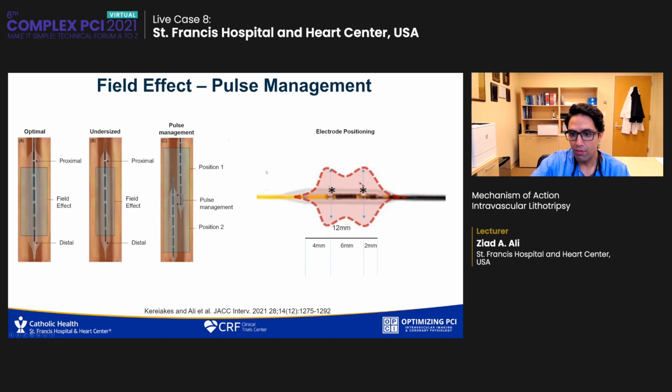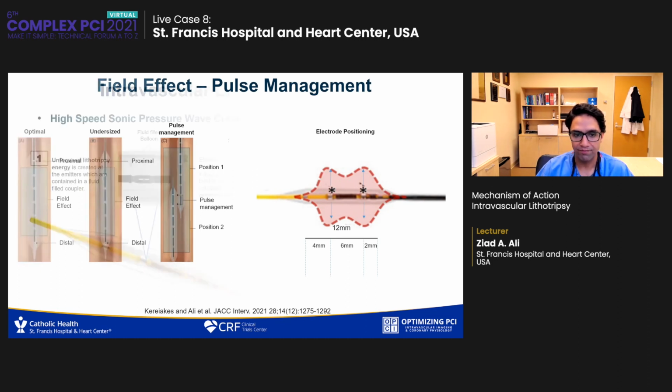Now, it's important to remember the electrode positioning. From the distal radio-opaque marker, the first electrode is at 4 millimeters, the second electrode is at 6 millimeters, and we are 2 millimeters away from the distal radio-opaque marker. So these are important markers when you're trying to optimize your calcification penetration, as you saw us do in the live case, where we continuously moved the balloon by 2 to 4 millimeters each time we pulsed.